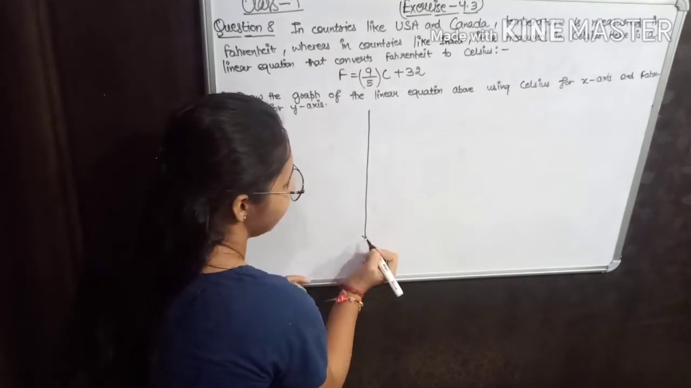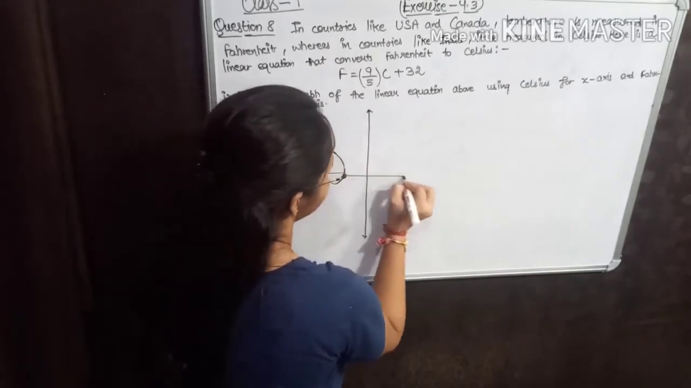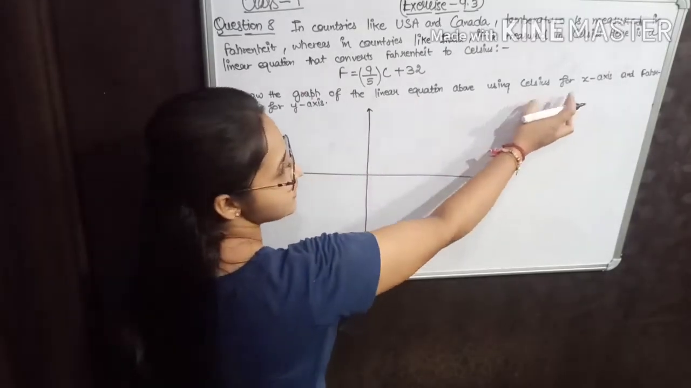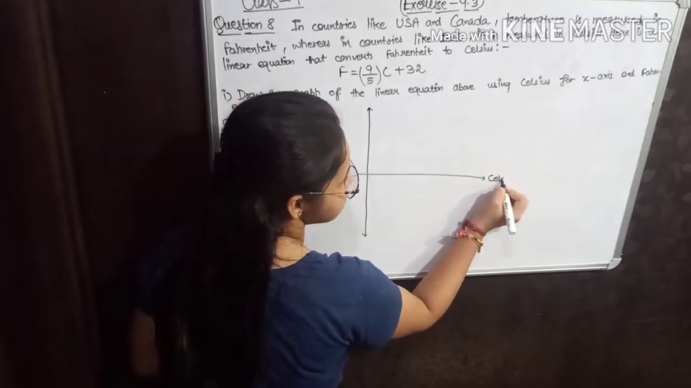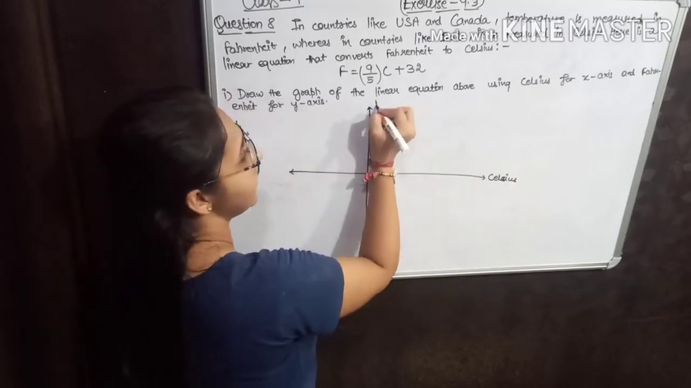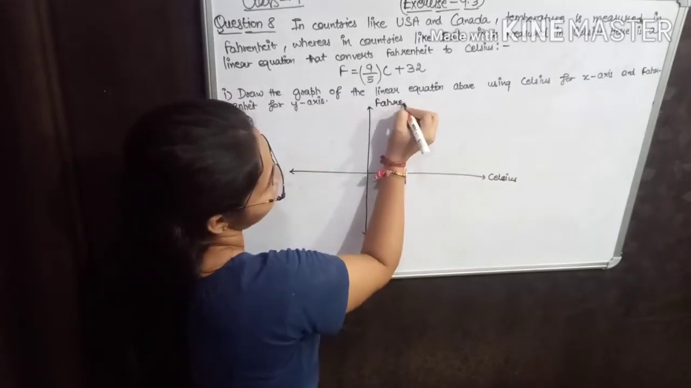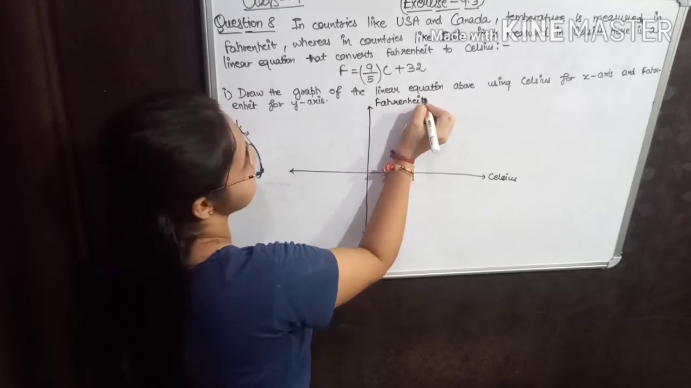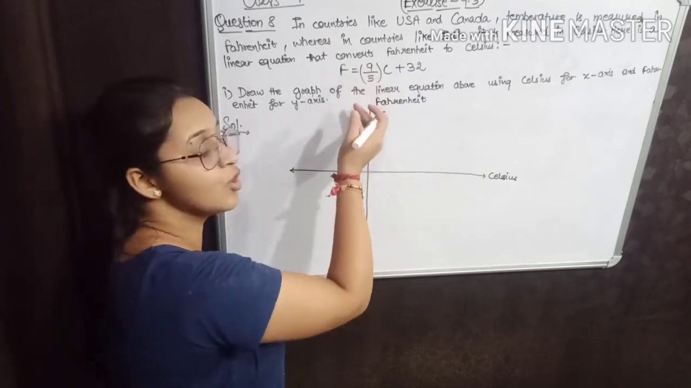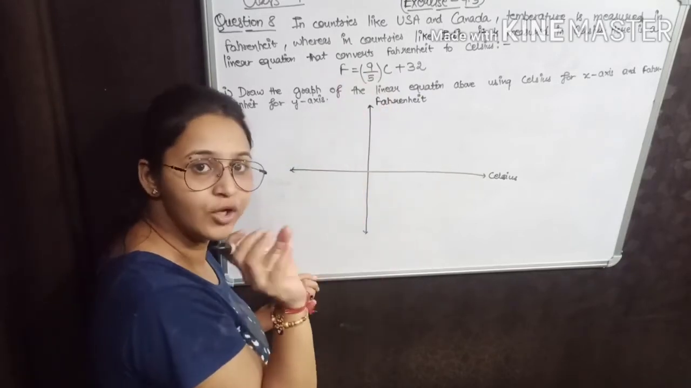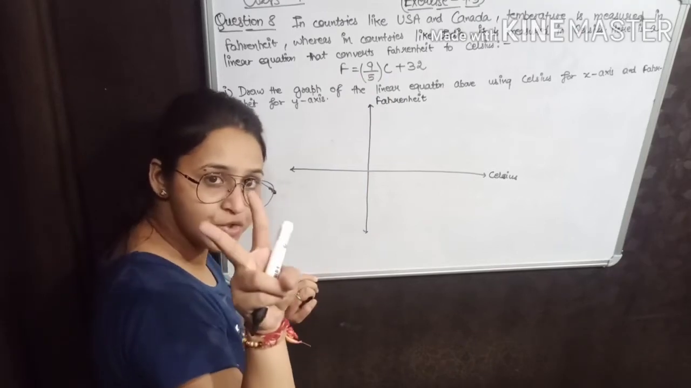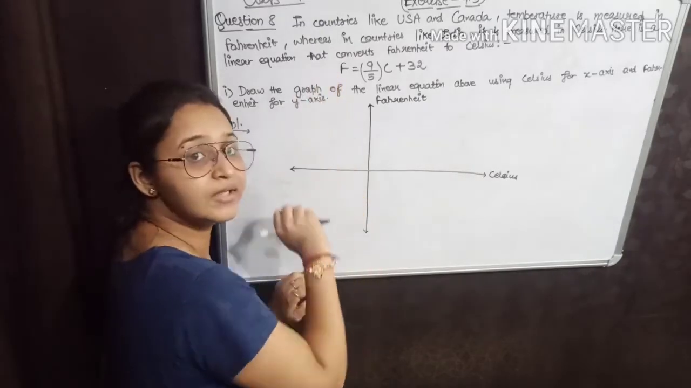Now, it is already mentioned in the question that you will take Celsius for x-axis. So, it is Celsius and Fahrenheit is y-axis. Now, it is a linear equation that we are provided and we have to draw its graph. It is very simple. For drawing a graph of a linear equation, what do we need? We need two solutions that satisfy the given equation.